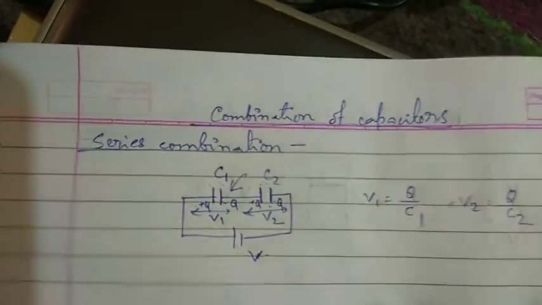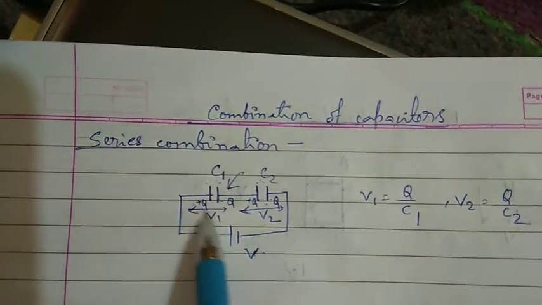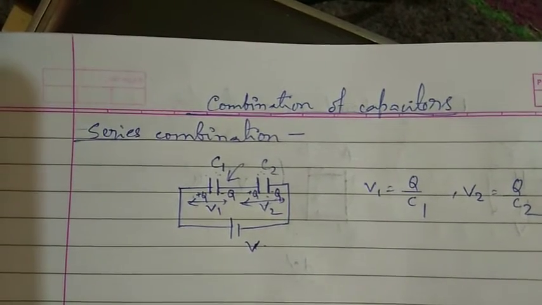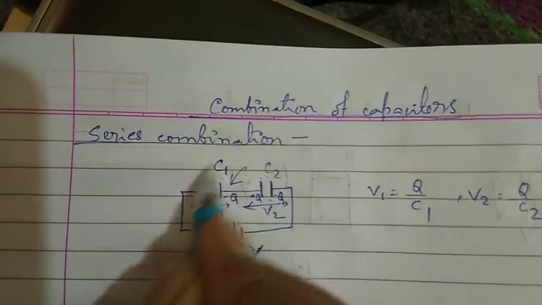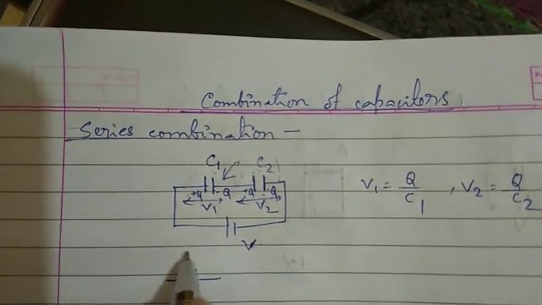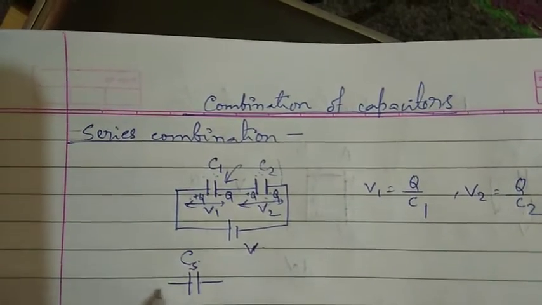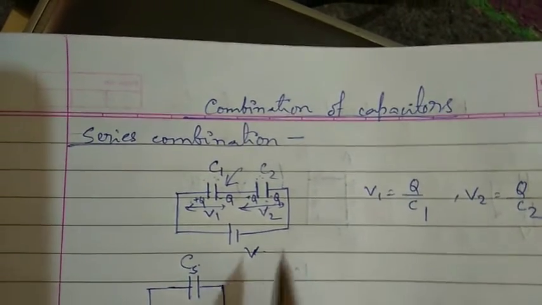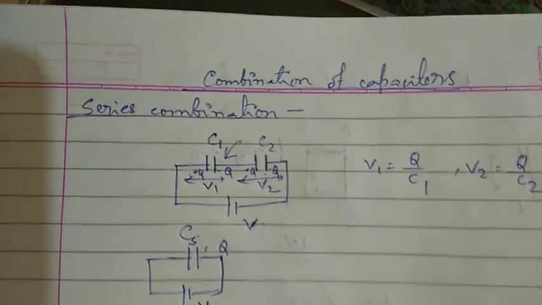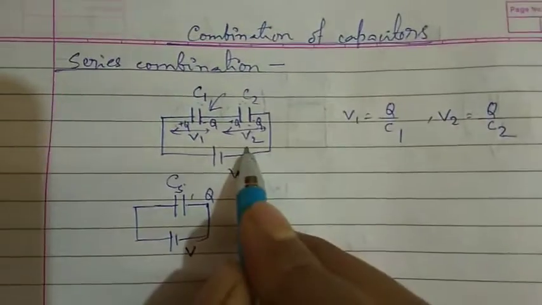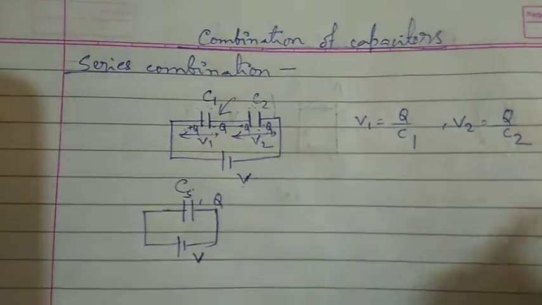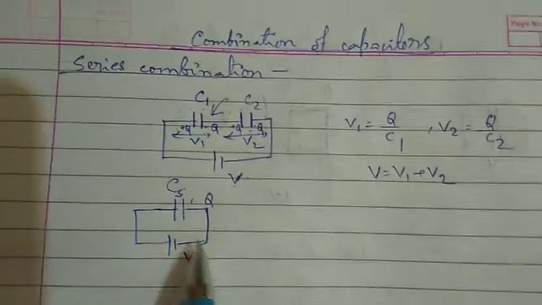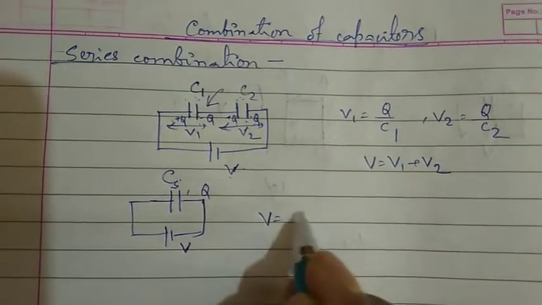Now equivalent capacitance means if we replace these two capacitors by a single capacitor, the potential difference and the charge will remain the same. So that means if we replace it by a single capacitor having capacitance Cs, connected with a battery V, it should have charge Q. Now from this you can write V as the sum of the potential differences as they are connected in series. So you can write V equals V1 plus V2, and here you can write V equals Q by Cs.